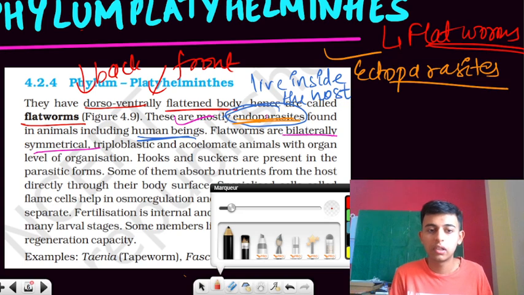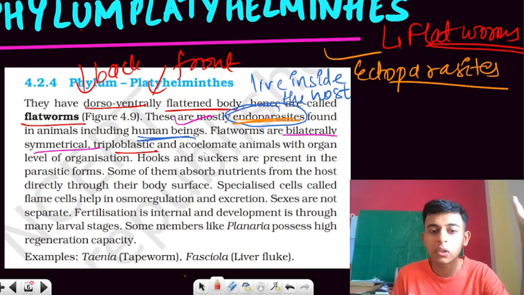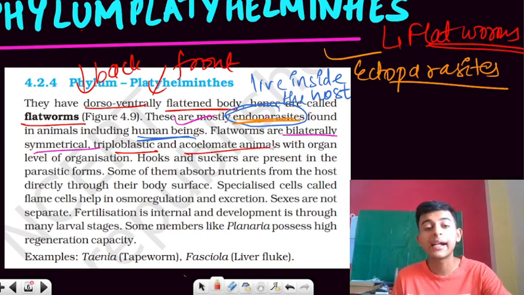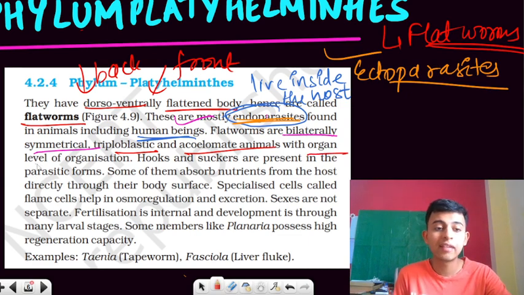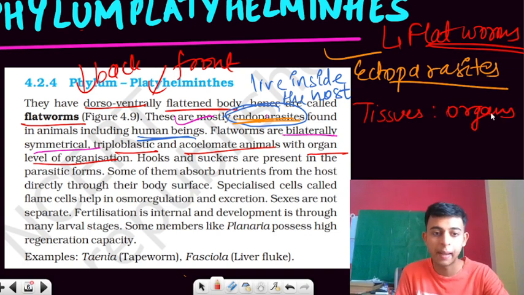नेक्स्ट देखो, ट्रिप्लोब्लास्टिक, सो 3 जर्म लेयर्स होंगी. एक्टोडर्म, एंडोडर्म, मेसोडर्म. एसीलोमेट एनिमल्स. सीलोम इज एब्सेंट, यानी बॉडी कैविटी या बॉडी गट इज एब्सेंट. विद ऑर्गन लेवल ऑफ ऑर्गेनाइजेशन की टिश्यूज से फर्दर ऑर्गन्स भी इनके पास फॉर्म हो जाते हैं.